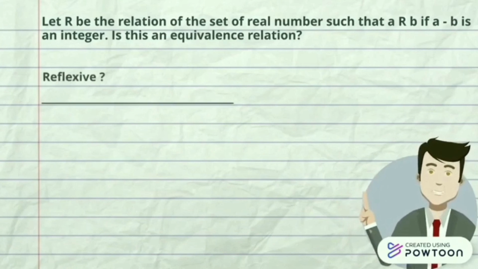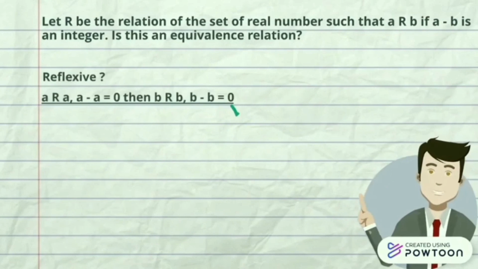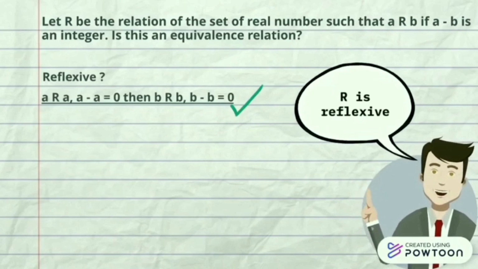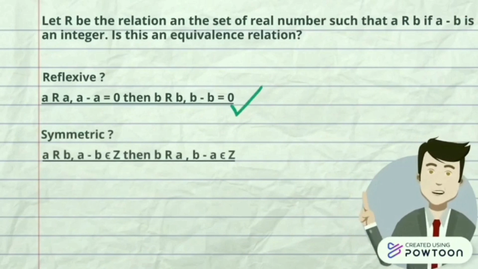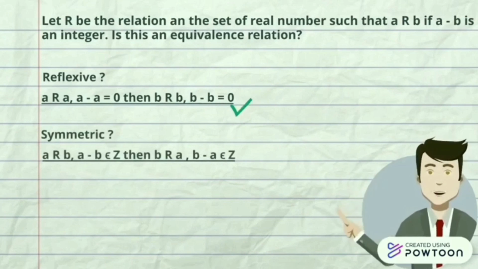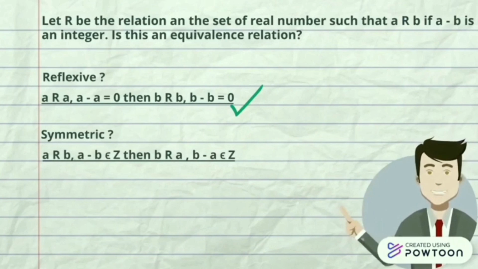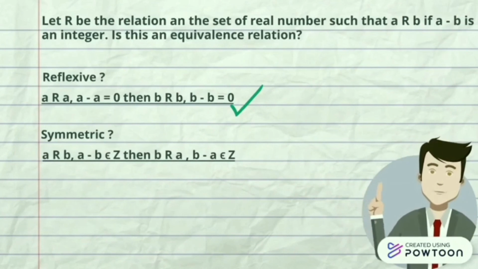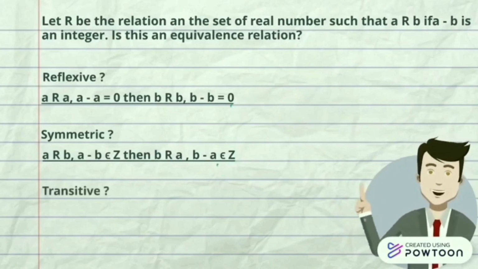So, let's take a look at reflexive. a minus a is equal to 0. It is an element of the integers, thus R is reflexive. Next, symmetric. a minus b is an element of the integers, and b minus a is also an element of the integers. Thus, R is symmetric.